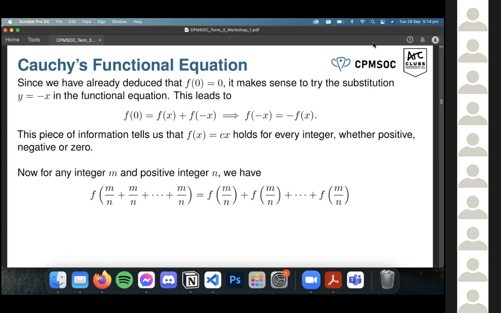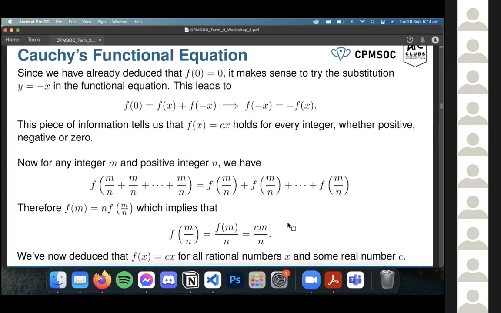So now we're going to try to do it for all rational numbers. Like before, we can start with a trick. We can take a number m and split it into n parts of that m. So we get that f of m over n plus m over n, all the way to m over n, is equal to f of m on n plus f of m on n, and this would occur n times, as we've split m into n parts. From this, can anyone suggest what we might be able to do? Okay, yeah.